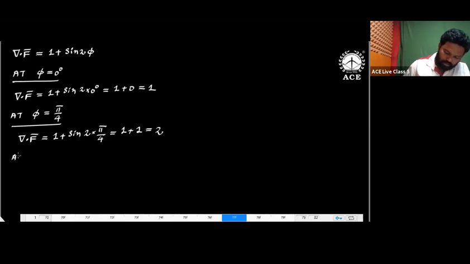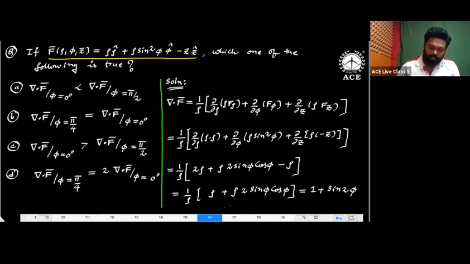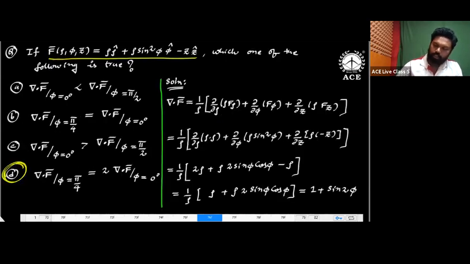At phi is equal to pi by 2, divergence of F is equal to 1 plus sine of 2 into pi by 2, which is 1 plus 0, equal to 1. So let me go back. Which one is the answer? Option D is the answer. At pi by 4 it is 2. At 0 it is 1. Option D is the answer.